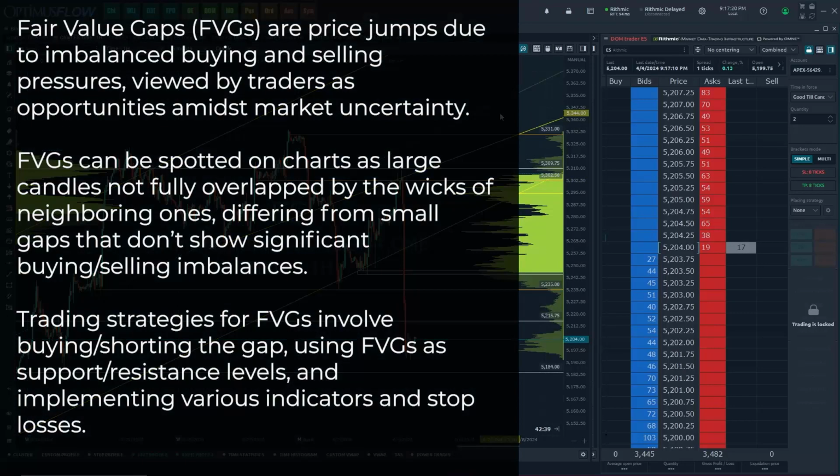Fair value gaps are price jumps due to imbalanced buying and selling pressures, viewed by traders as opportunities amidst market uncertainty. Fair value gaps can be spotted on charts as large candles not fully overlapped by the wicks of neighboring ones, differing from small gaps that don't show significant buying or selling imbalances. Trading strategies for fair value gaps involve buying or shorting the gap, using fair value gaps as support and resistance levels, and implementing various indicators and stop losses.